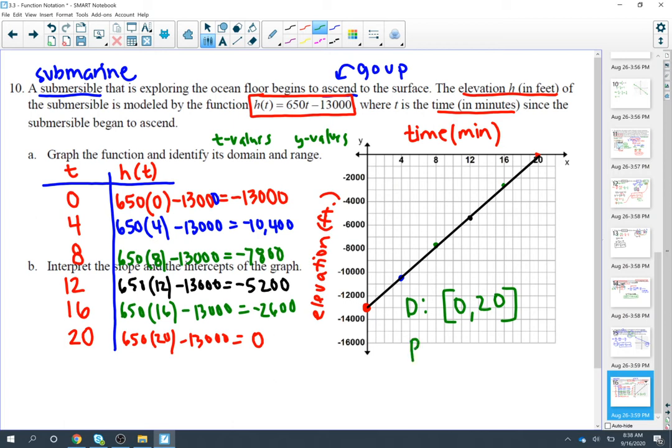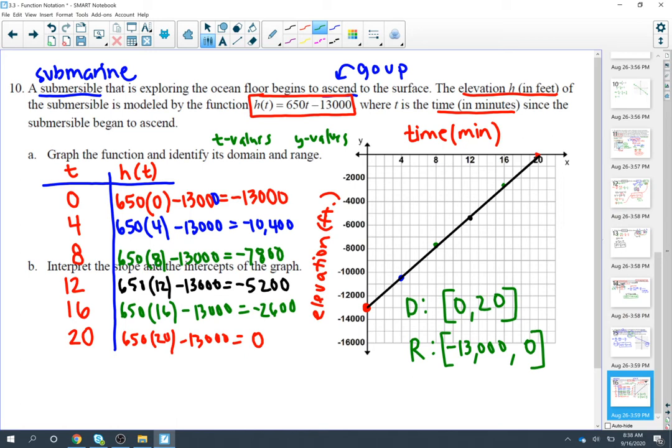My range is my dependent variable, which is all of my y values, which is how low the submarine went to how high the submarine went. Well, the submarine started down at negative 13,000 feet and went up to the surface, which was 0 feet below the water. Again, I'm going to use a bracket because it was actually there. It didn't get close. And I'm going to use a bracket on the 0 because it actually got to the surface.